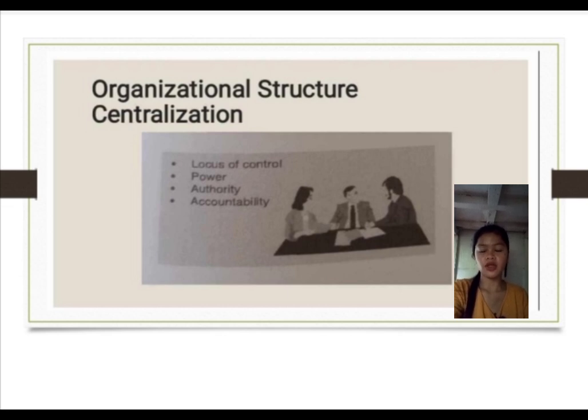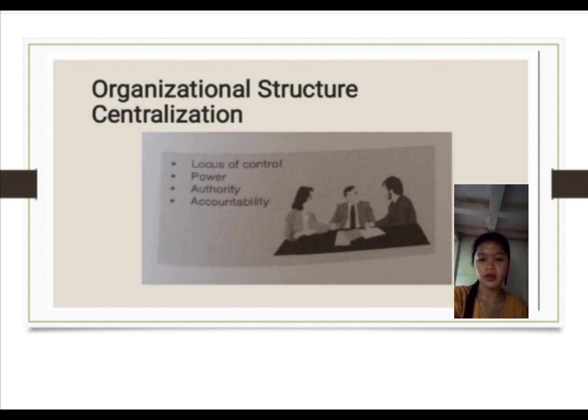Organizational structure centralization refers to the degree to which decision-making authority is concentrated at higher levels of management within an organization. In highly centralized structures, top executives hold most of the power and control over operations, while lower-level employees have limited autonomy. This approach emphasizes uniformity, efficiency, and consistency in decision-making but can lead to slower response times and reduced employee motivation.